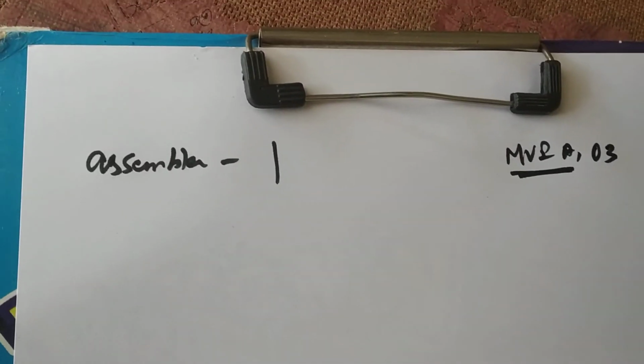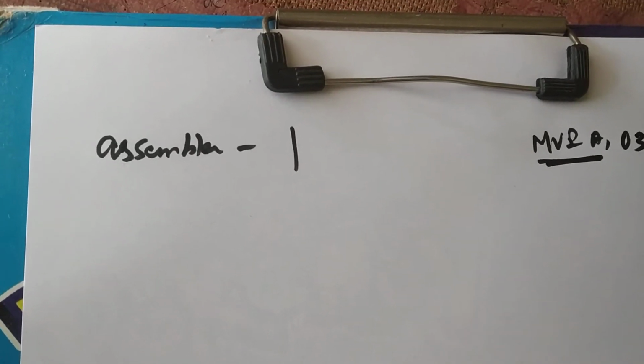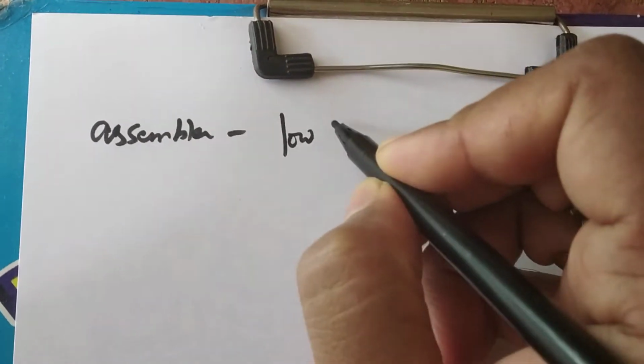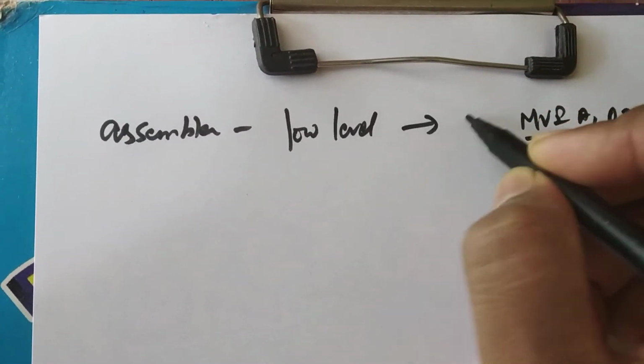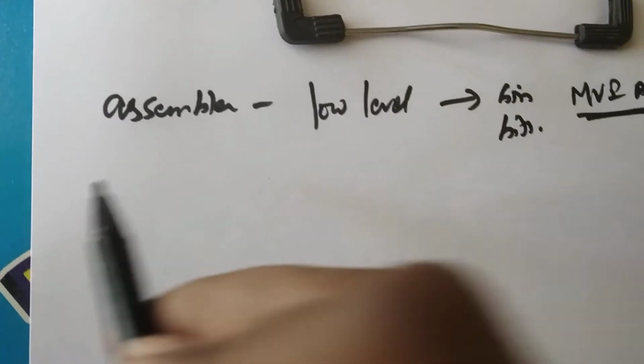So an assembler is a tool that converts these mnemonics, which I call a low level language, to binary bits. Low level language to binary bits. So I call this an assembler.